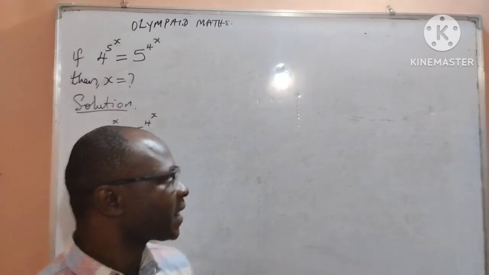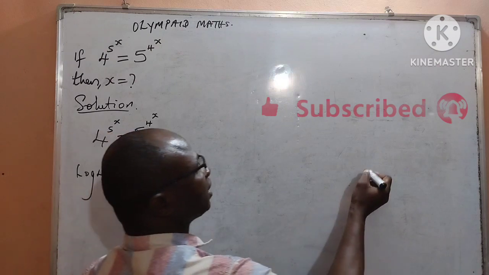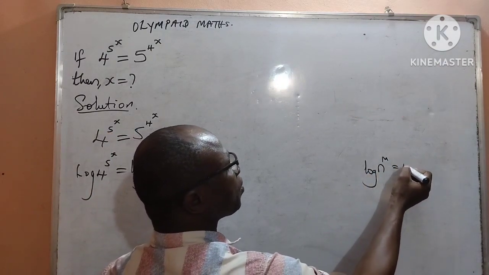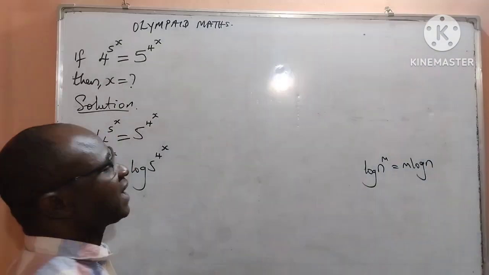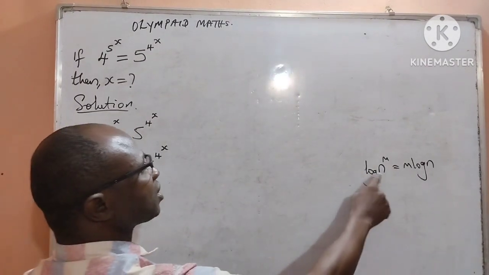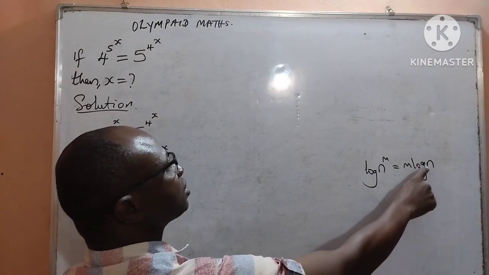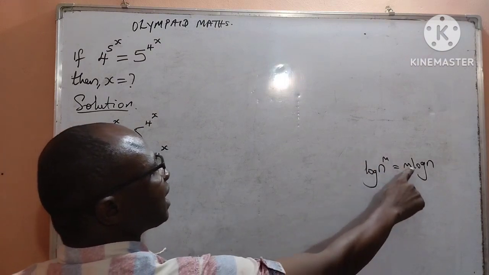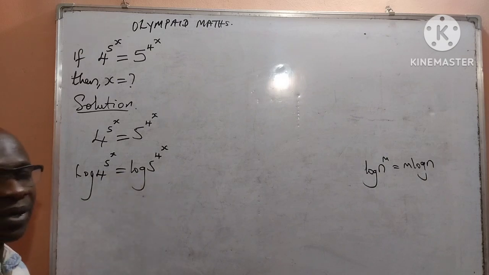Alright, now by law in logarithms, if we have the log of n raised to power n, it is equal to n log n. This is called the power rule in logarithms. Log n raised to power n is equal to n log n. Therefore, the power will come to the front and then be used to multiply the log. I will do that on both sides of the equation.